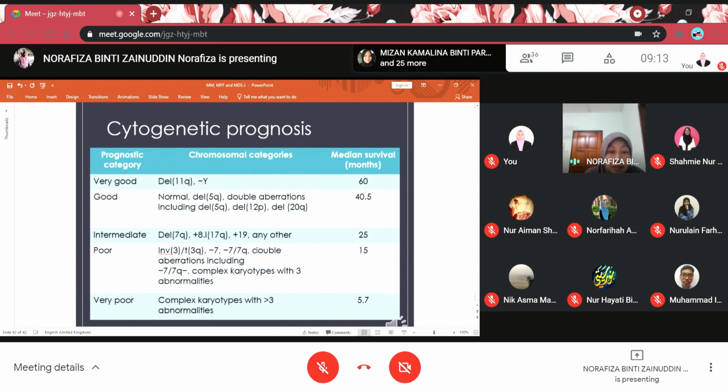And poor, you can see here, they have inversion of chromosome 3 and/or translocation of chromosome 3q, deletion of chromosome 7 or 7q, and double aberrations including deletions of chromosome 7 or 7q, and complex karyotypes with 3 abnormalities. The median survival of these patients is around a year and a half.